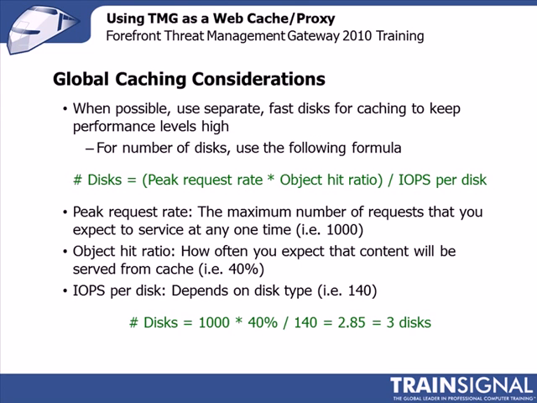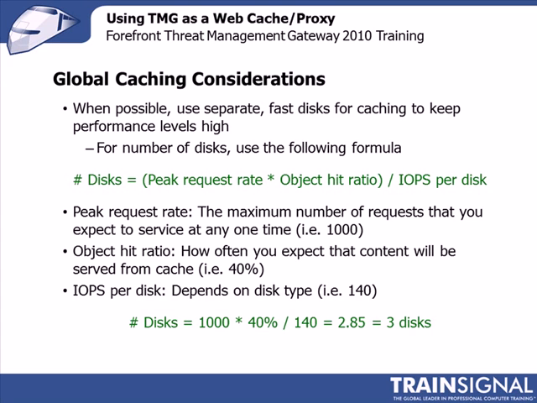There are some things you need to keep in mind when sizing your Threat Management Gateway server with regard to cache. First of all, whenever you possibly can, use separate fast disks for caching to keep performance levels very high. Remember, the worse the performance on the disks from the Threat Management Gateway server itself, the worse performance your users will see. Microsoft has a formula that you can use to determine the number of disks you need.